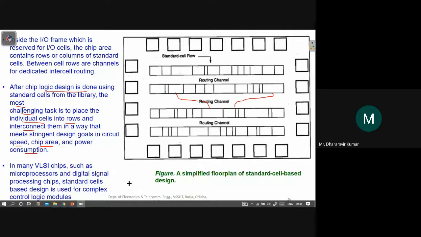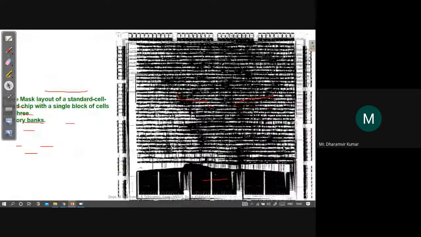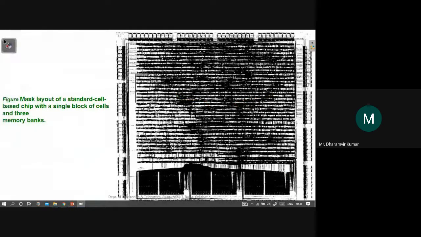So this is a simple crude block diagram, a simplified floor plan of a standard cell based design. These are the areas where the standard cells are placed. This empty area is used for interconnections. And these periphery blocks are used for connecting inputs and outputs of the chip. Again, this is just for understanding purpose, not required to memorize this.